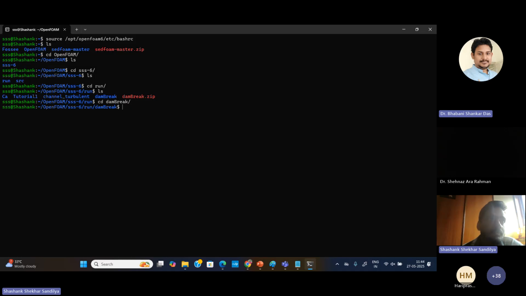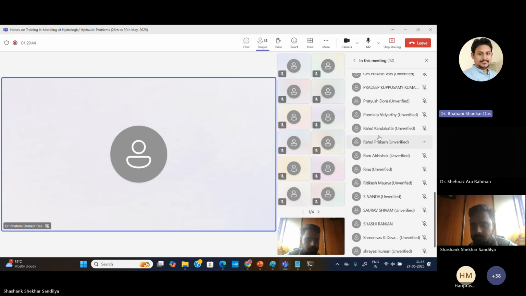Pause. Actually, what it is doing here is that the dam break simulation package is already there. It is calling that dam break package to the solver so that it can simulate the result. So this is the command.